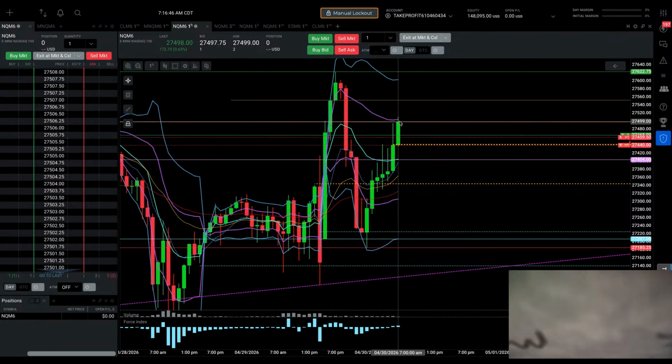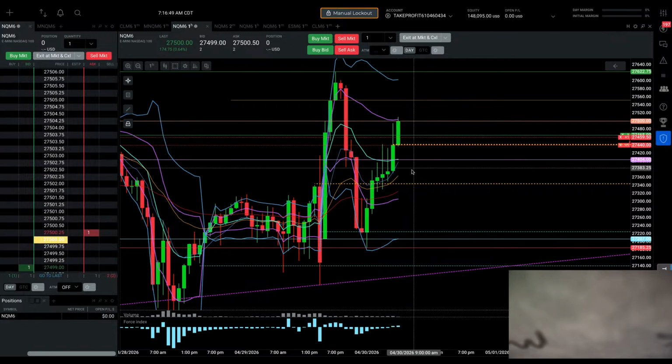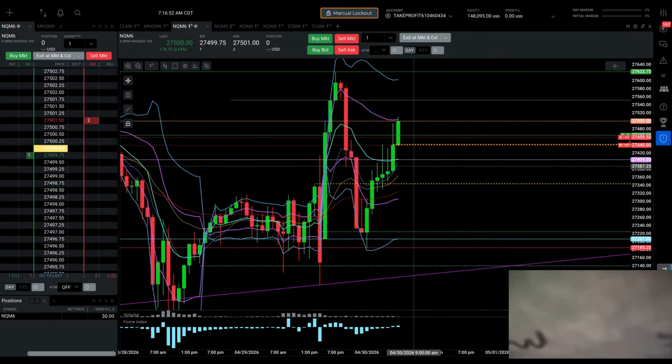Say the market, say this price gets in the middle here before market opens at 8:30 a.m.